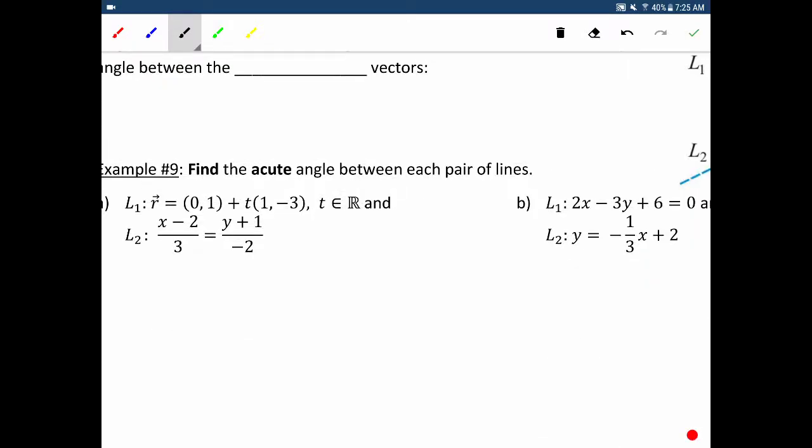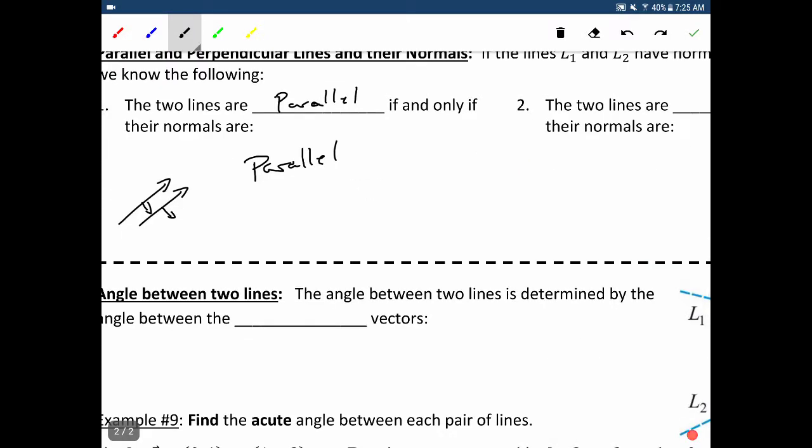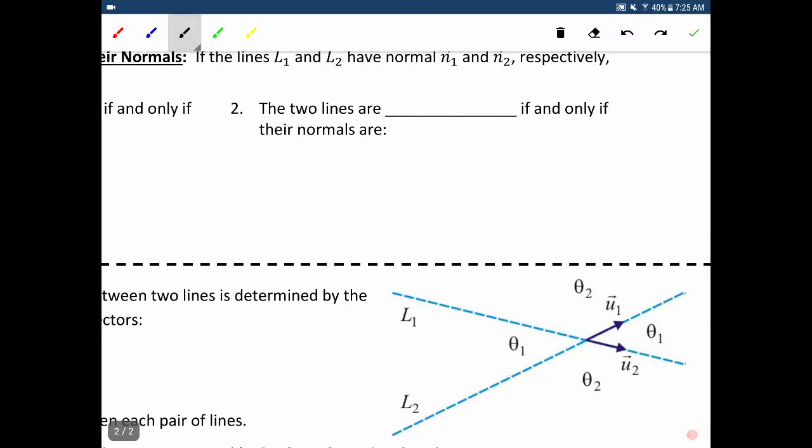Whoops, I just dropped my pencil. Oh my goodness. All right.